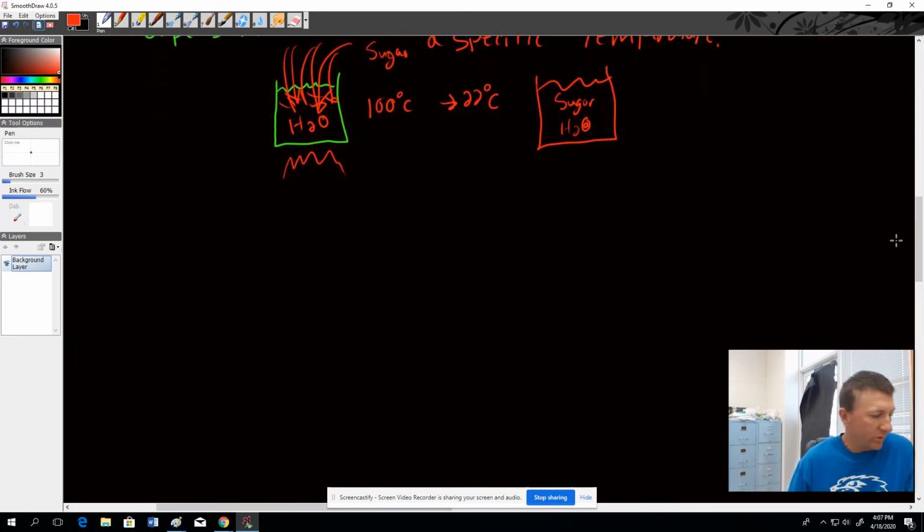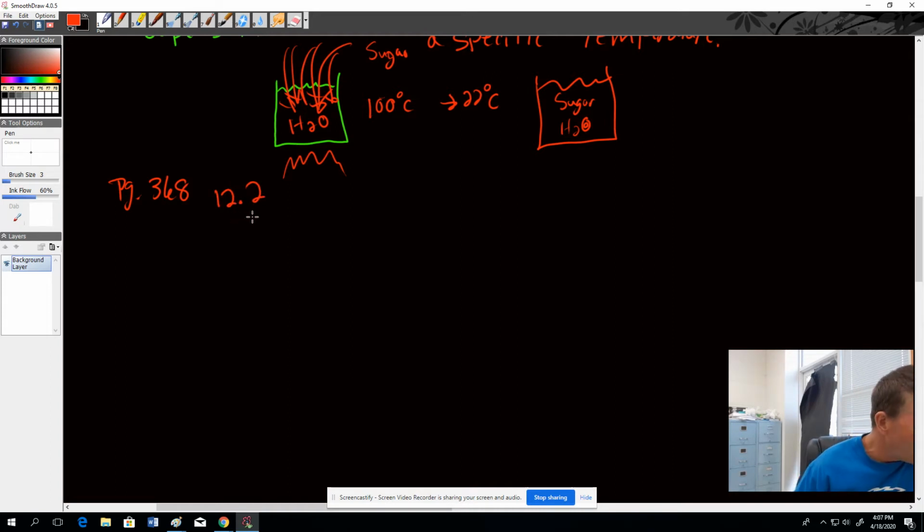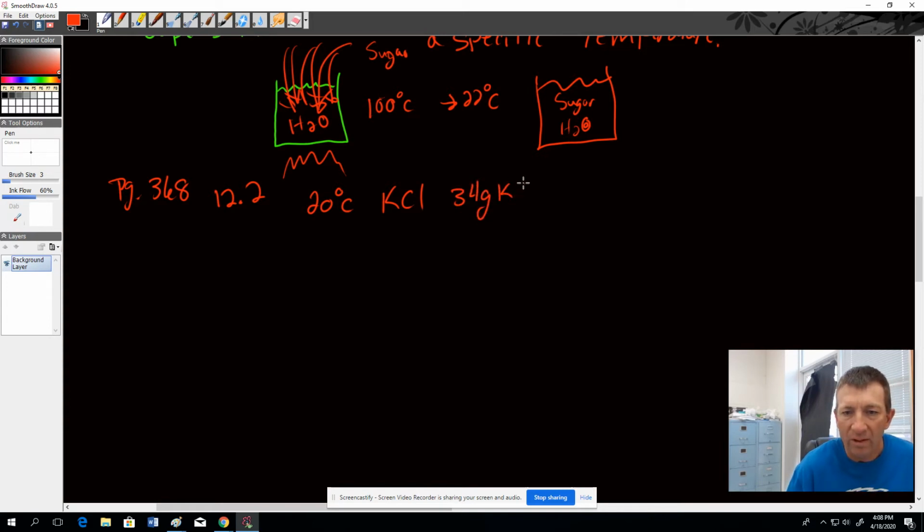So let's do some problems with solubility. This is going to be page 368. I'm going to do example problem 12.2. He gives us two things. It says here at 20 degrees Celsius, the solubility of potassium chloride is, so we could put 34 grams of potassium chloride in 100 grams of water. That's how much it will dissolve. In the laboratory, it says a student mixes, so a student's going to try and mix 75 grams of KCl in 200 grams of water.